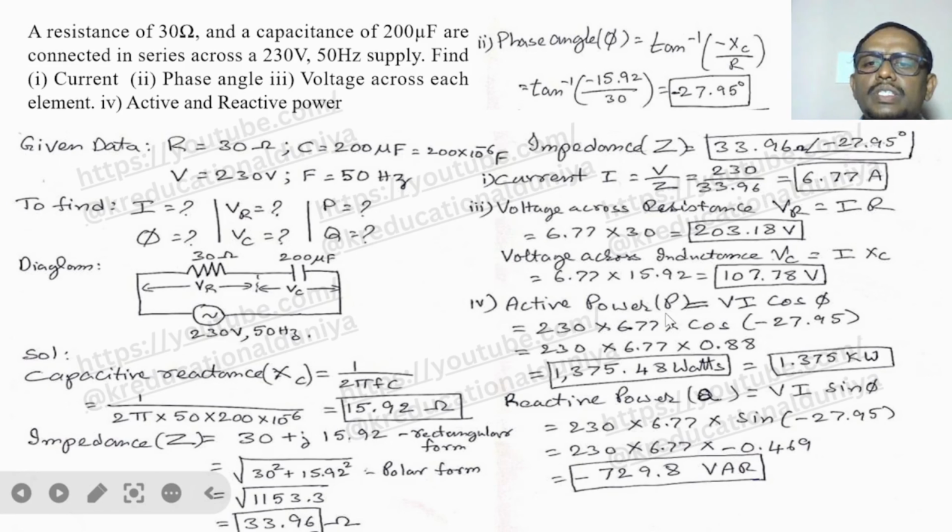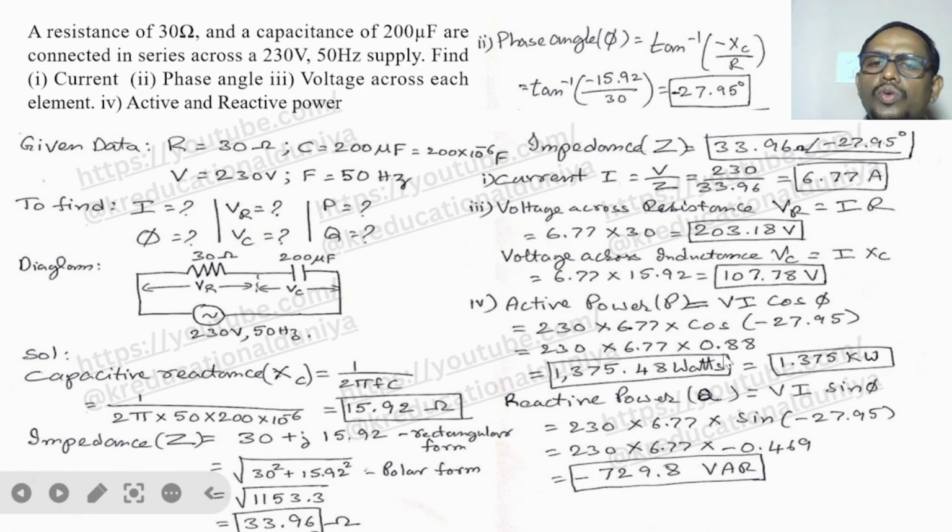Now active power and reactive power also they have asked. So active power, the symbol is P equal to VI cos phi. So V we know is 230 volts, I we know is 6.77, into cos of the angle. What is the phi value here? Minus 27.95. So in the calculator, cos of the value of phi, that is minus 27.95, you get the answer 0.88.